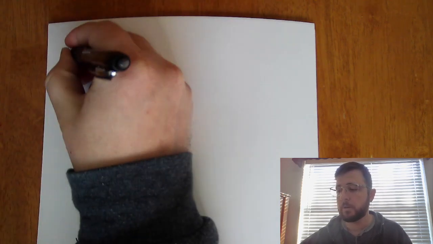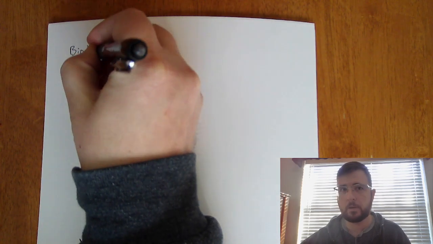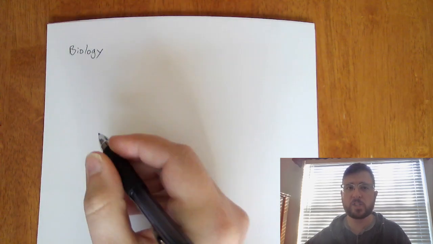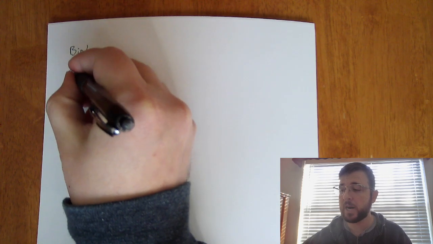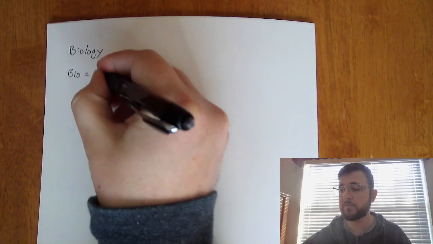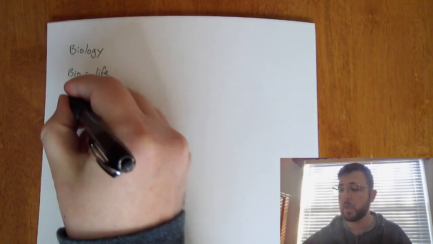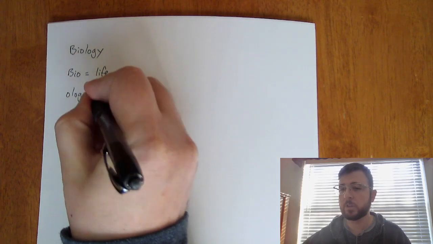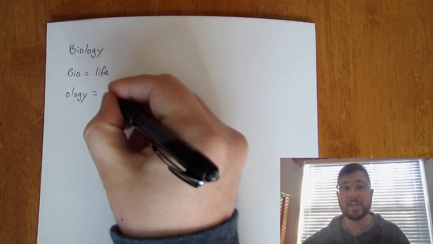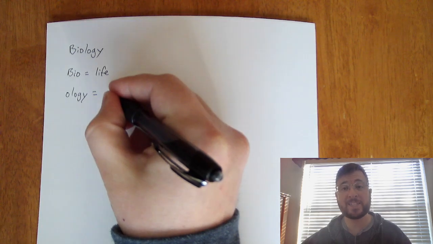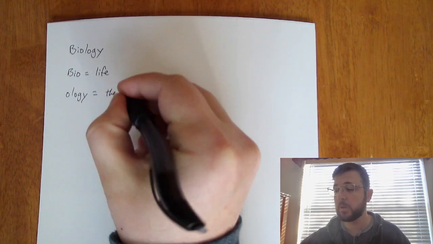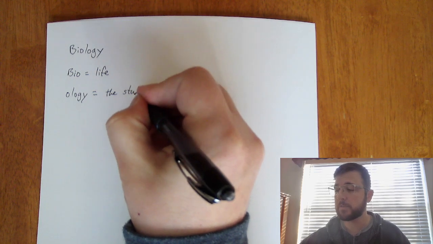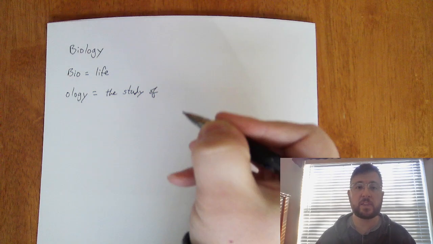What is biology? So biology, we can break this word down into two different sections. Bio, meaning life, and ology comes from the word logos, which means idea. And so in science, what we really mean is the study of. The study of anything, right?